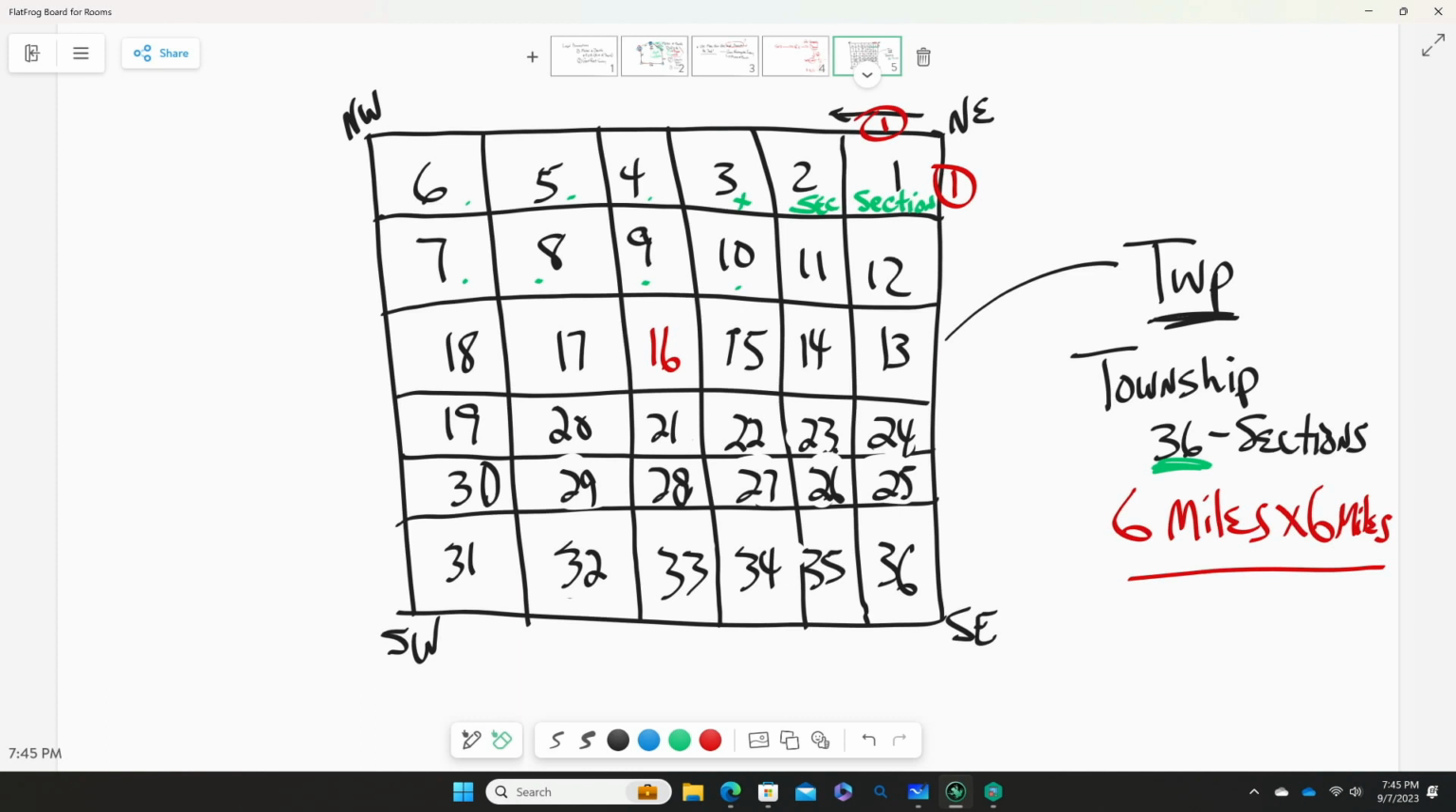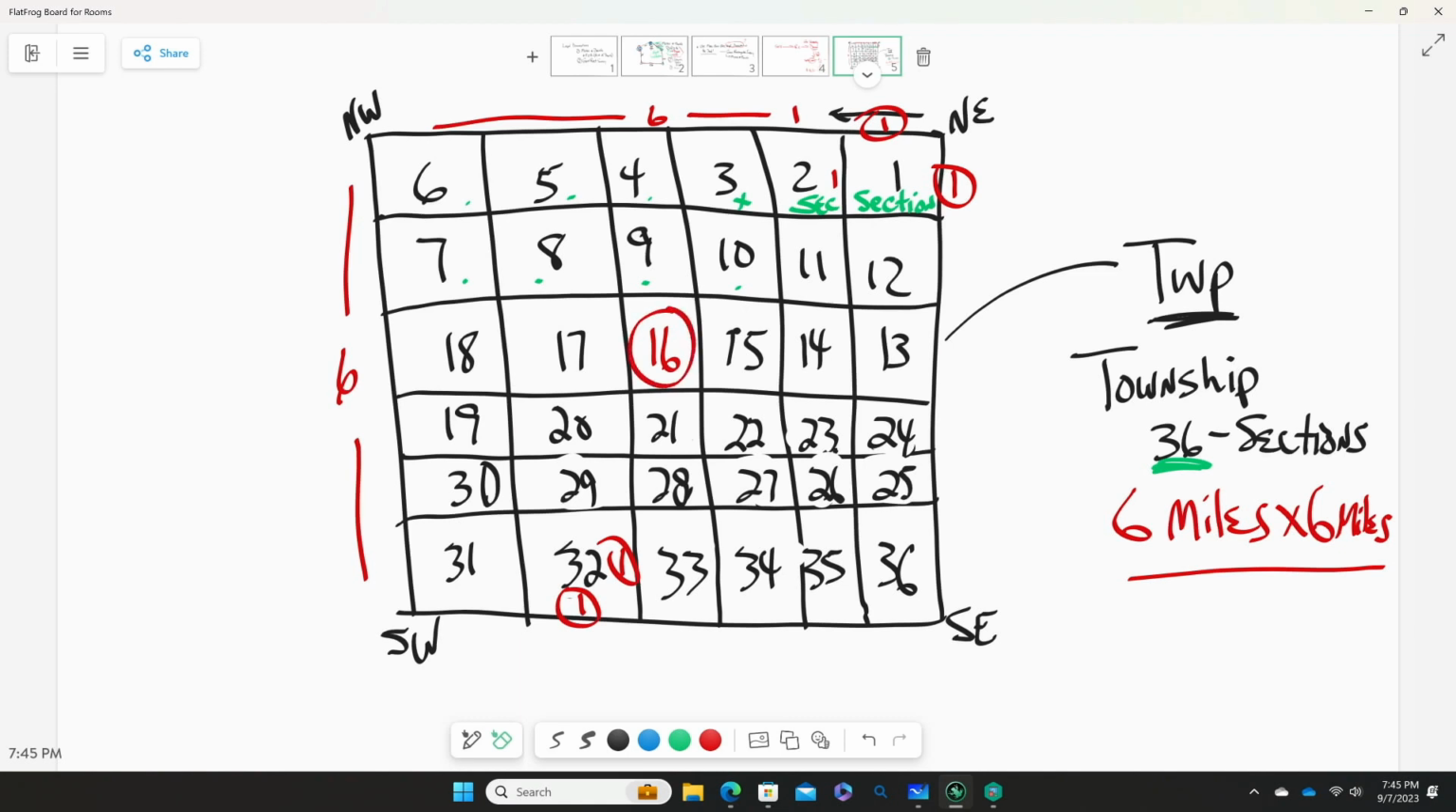Okay? Because if each section is 1 mile by 1 mile, then there would be 6 miles across here. And again, 6 miles this way. So don't forget, each section is 1 mile by 1 mile. Now I'm going to jump into a section here in a minute.